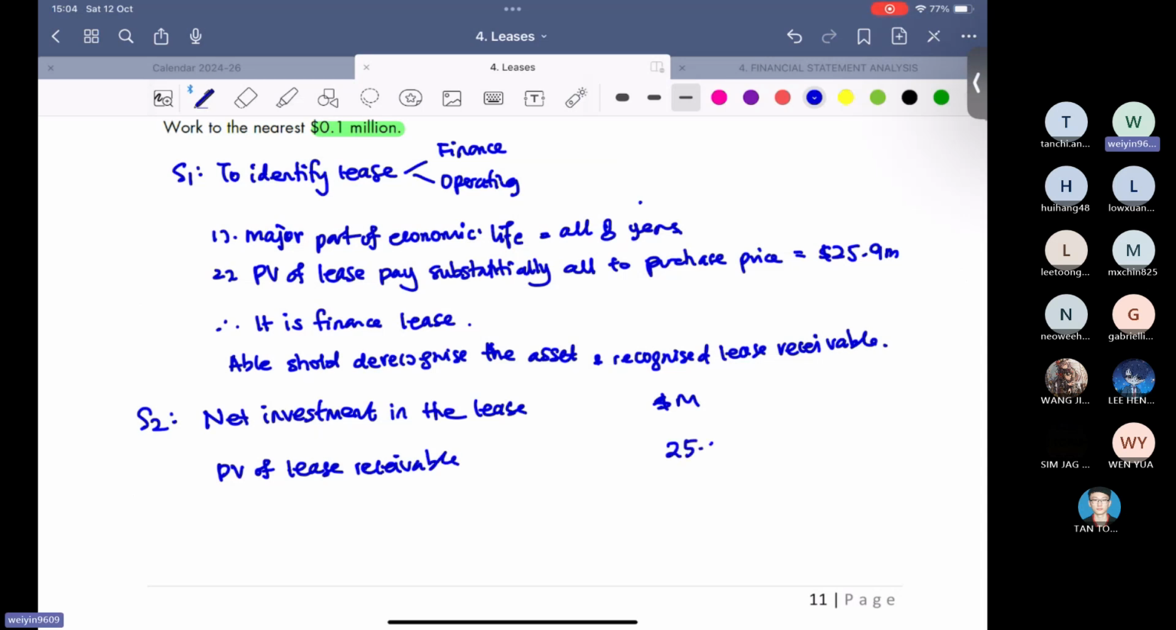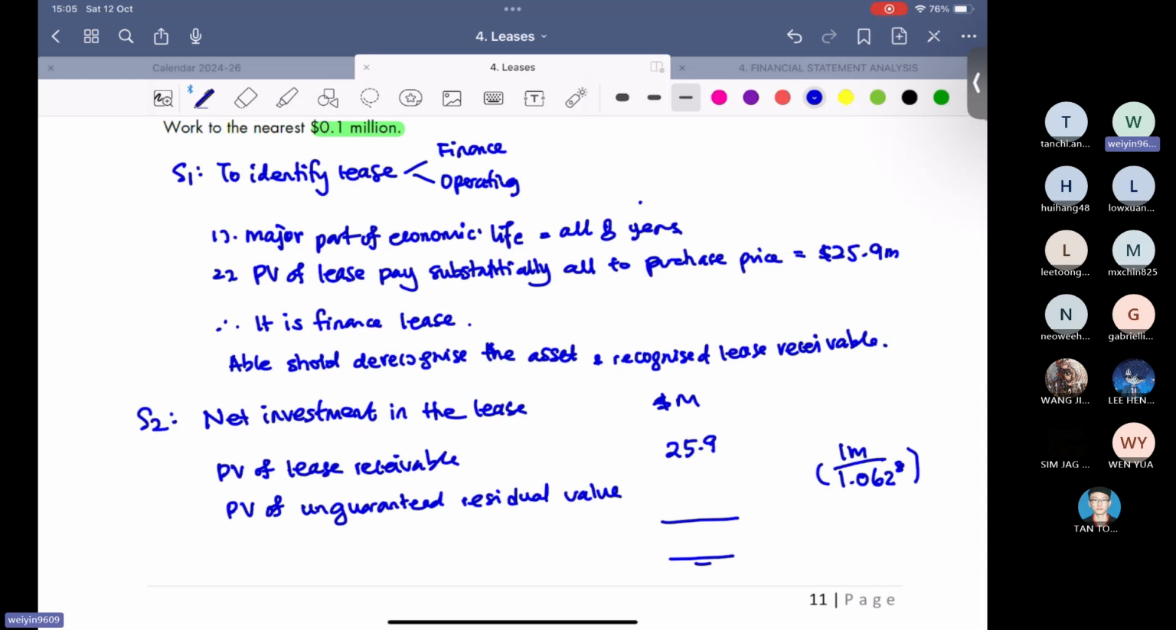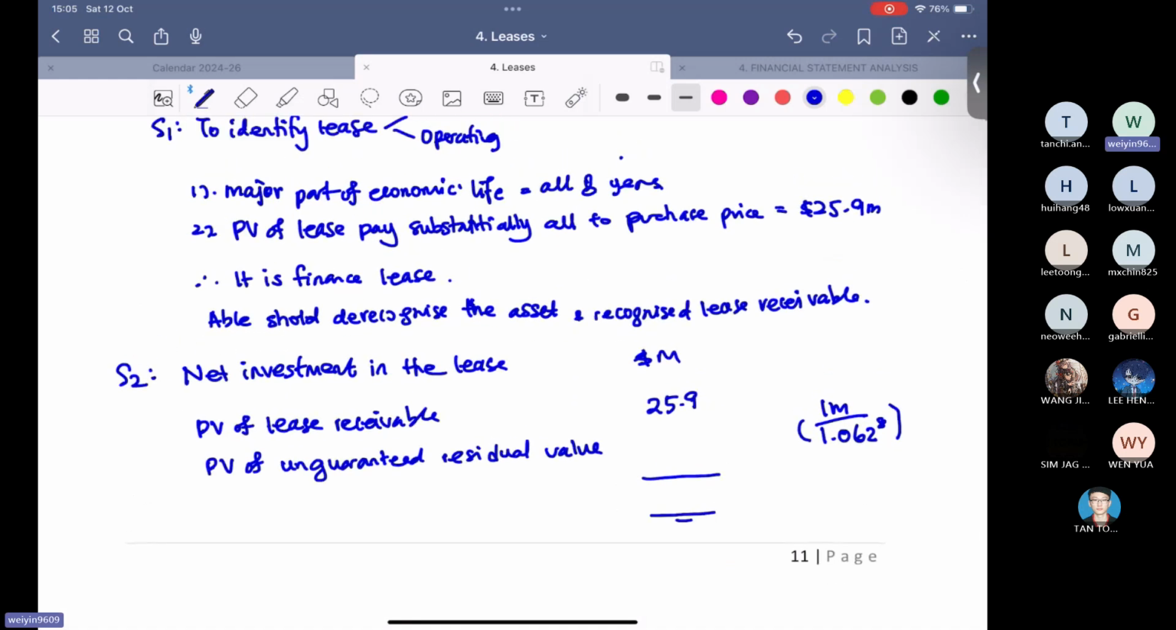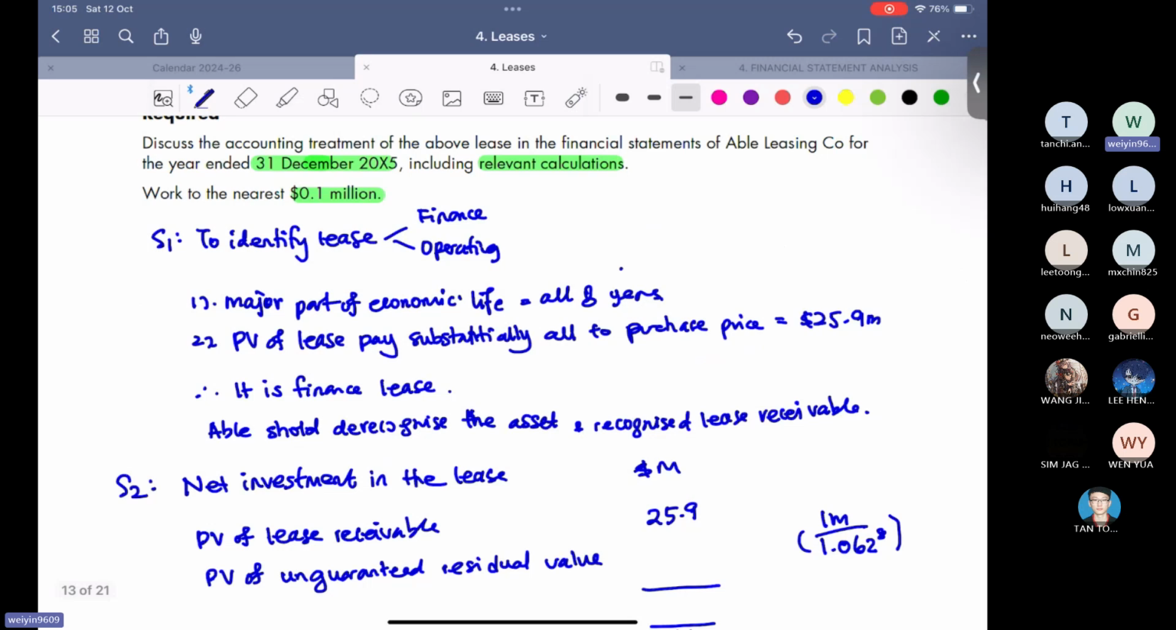So 25.9. Then we have the PV of unguaranteed residual value. So you get your 1 million divided by 1.062 to the power of 8. Must be 8, because your lease term is 8. So just calculate for me and then tell me what is your total. Then only we go for the amortized schedule.